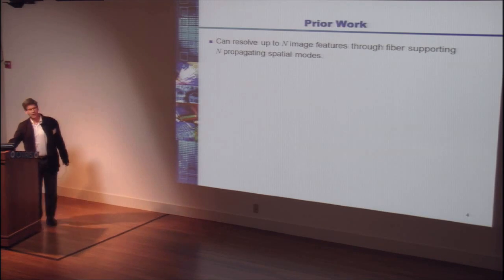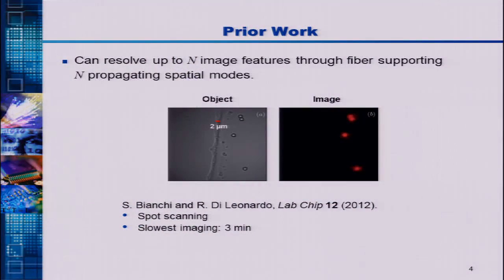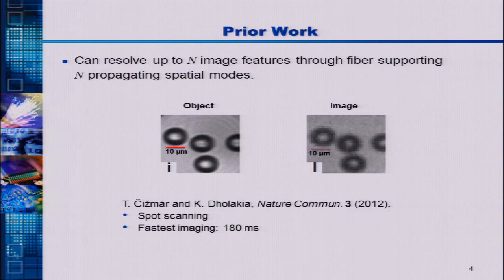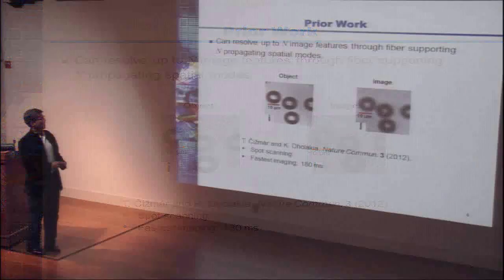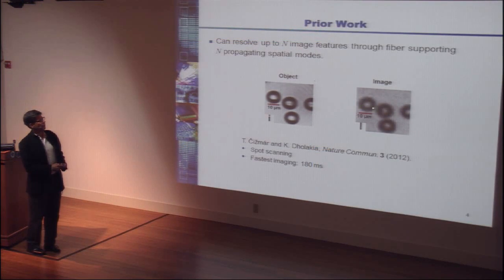And there has been some very nice work published in different places. And these are just examples of some of the test images that people have recorded. So this is an optical microscope image of little plastic spheres, probably in a gelatin substrate. And then these are the images that were formed. So they had resolution of a couple microns. And then another example was this work that was done by Čižmár and Dholakia. And they had resolution that was similar.